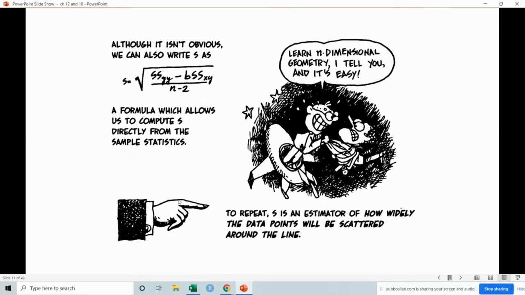Although it is obvious, we can also write s as the difference of squares: the sum of squares of y, minus b times the sum of squares of xy, divided by n minus 2. Still 2 degrees of freedom. So this is a formula which allows us to compute s directly from the sample statistics. To repeat, s is an estimator of how widely data points will be scattered around the line. That's the standard deviation about the regression line.